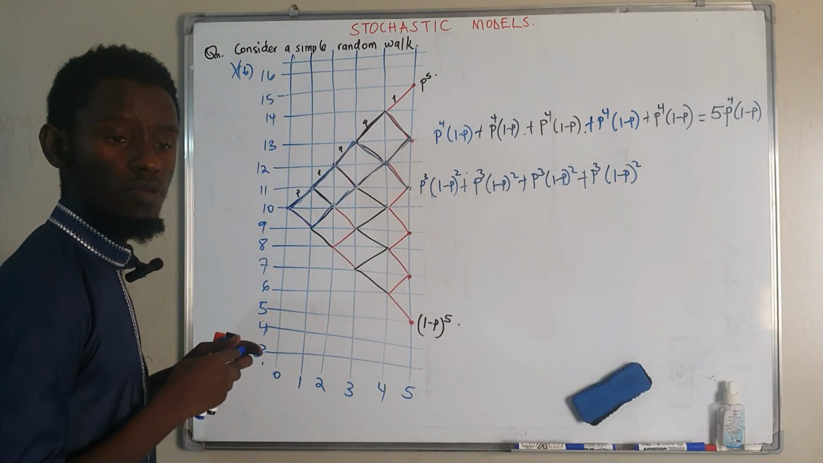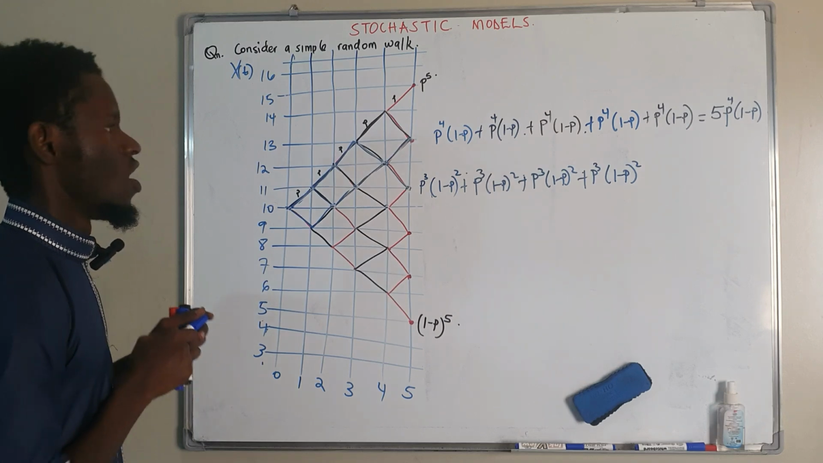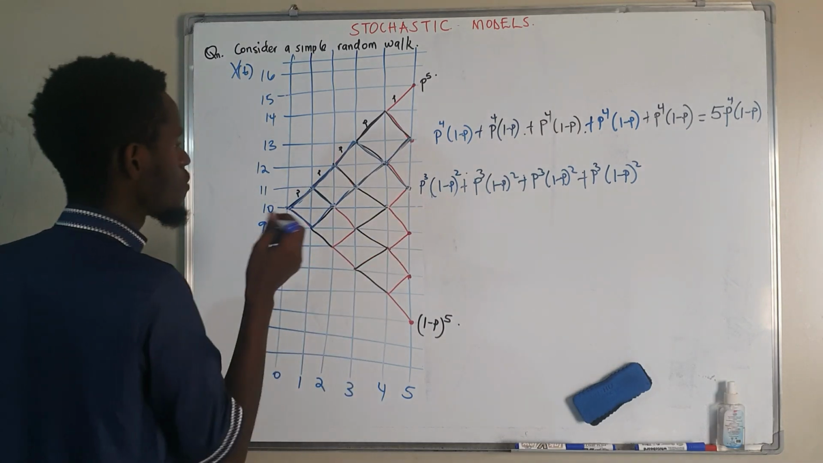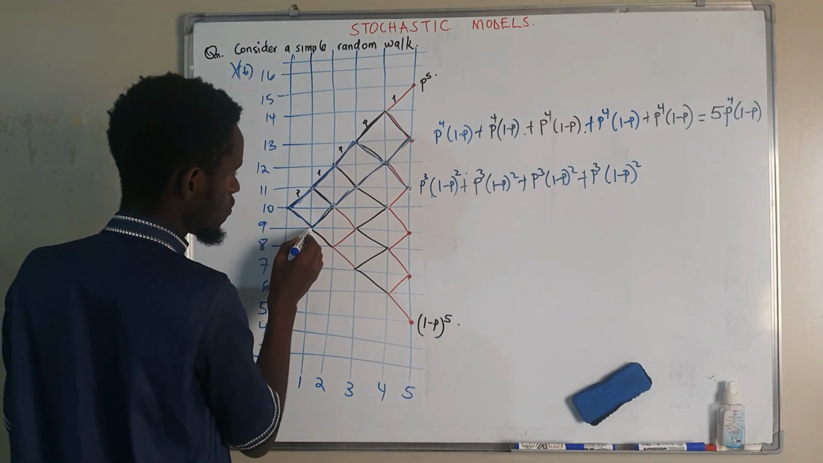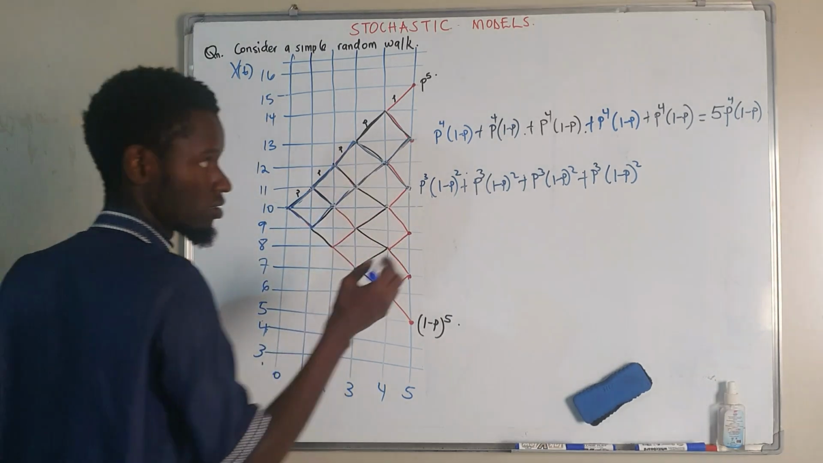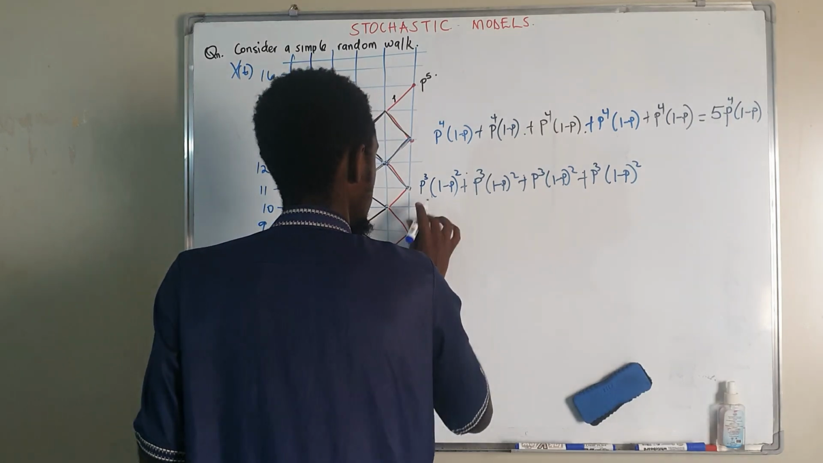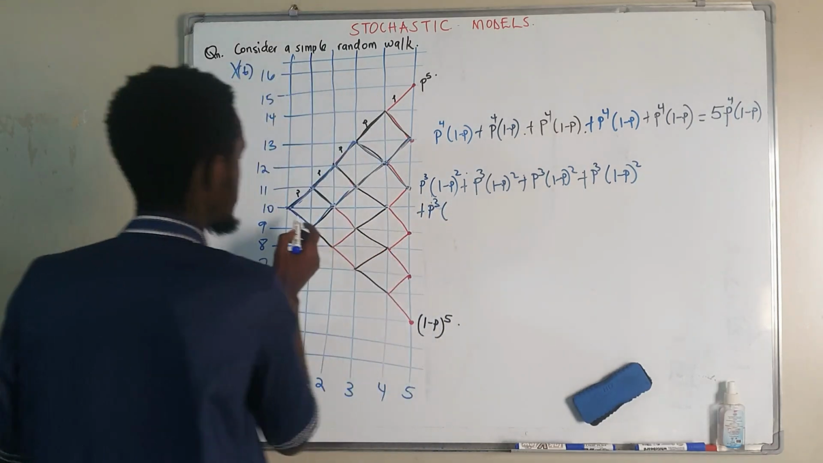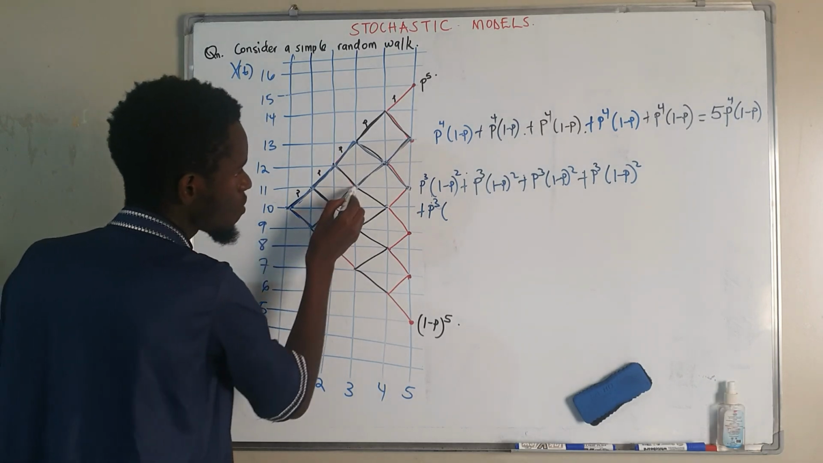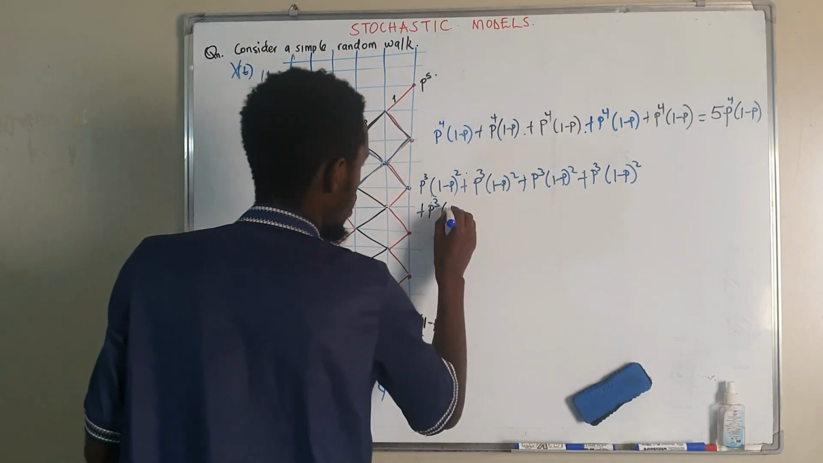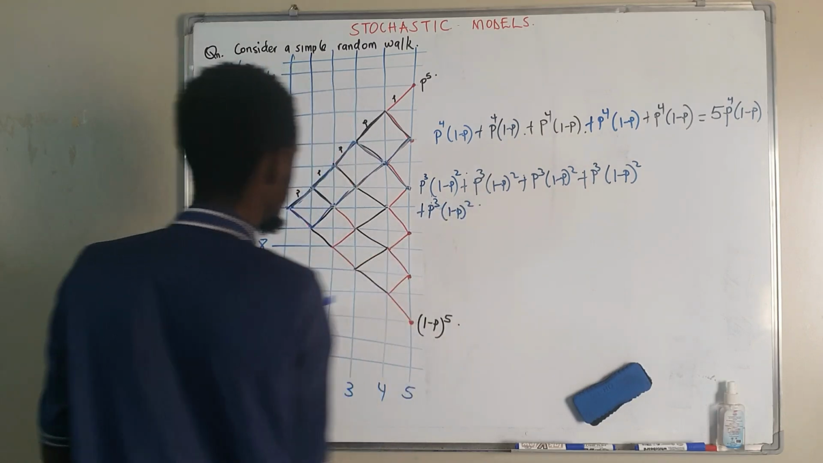Remember, I want us to be together. Then that attempt may be now. I may begin by moving down. I move up, I move up, I move up, I move down. That is going to be plus again p cubed into 1 minus p squared, because I'm moving up thrice. I'm saying I'm moving down, I move up, I move up, I move up, I move down. I'm moving down twice. 1 minus p squared.